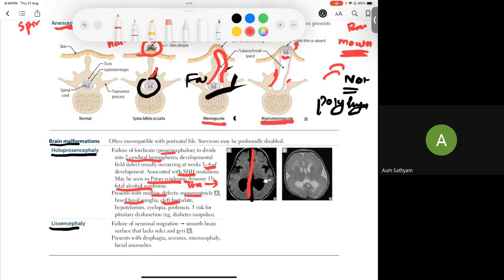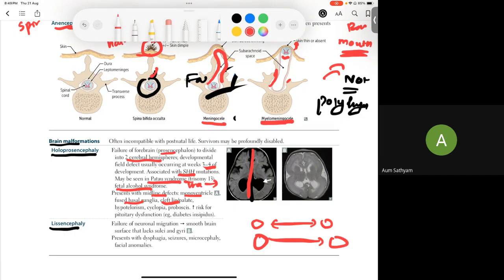Okay. So in hypotelorism, basically the space between both of your eyes is very small, a lot less space between both of your eyes. That's called hypotelorism. Is it clear?